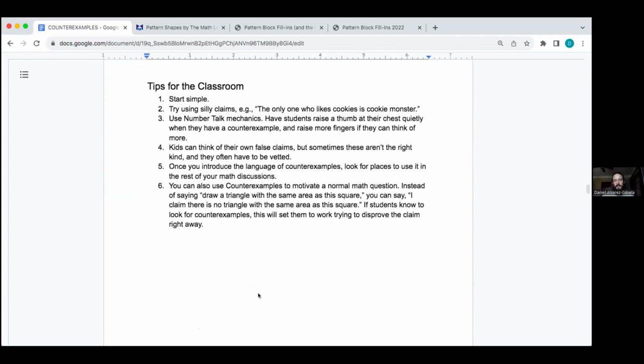So here are some tips for the classroom. Like I was saying before, start simple. Don't start straight away with very advanced mathematical problems.